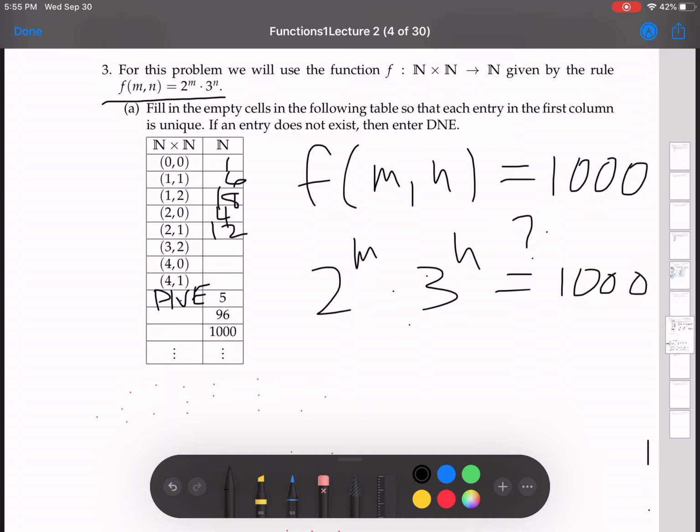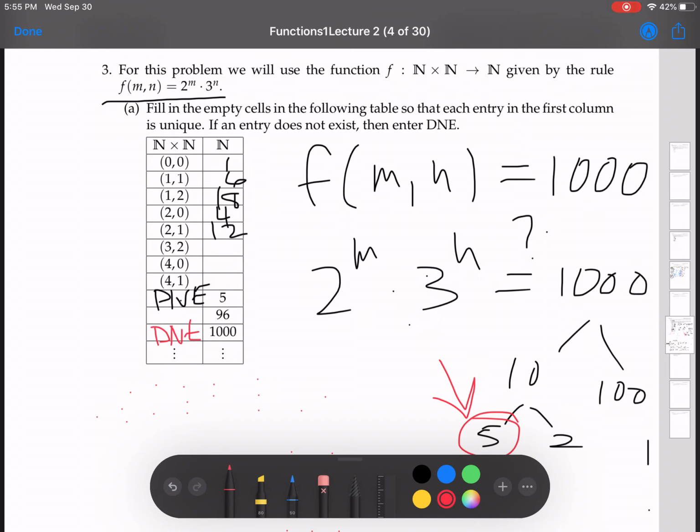Now, is that possible for 1,000? You get 10 and 100, 5 and 2. Okay, because 1,000 has a 5 in it, it's impossible. And 5 is prime. Because 1,000 has a prime number other than 2 and 3, it's impossible here. Does not exist.